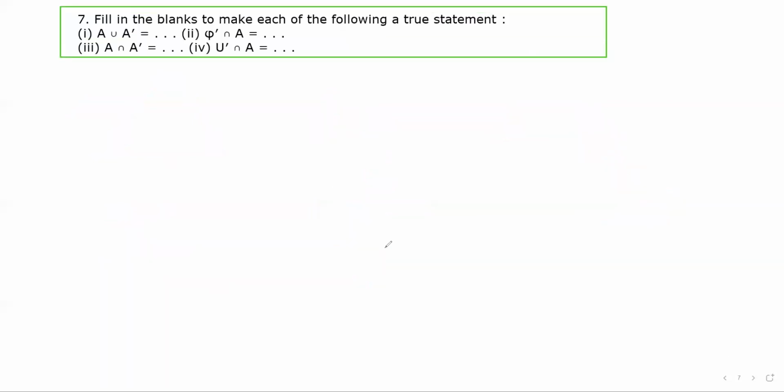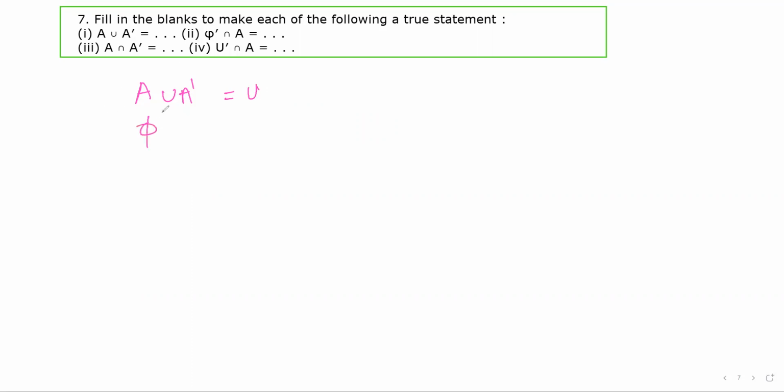Next, fill in the blanks. A dash union A dash. Uniting A with A dash. So the scenario is A union A dash. A union A dash. In any set, if you unite a set with its complement, you'll always get a universal set.